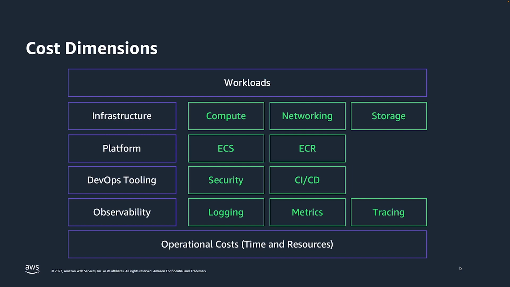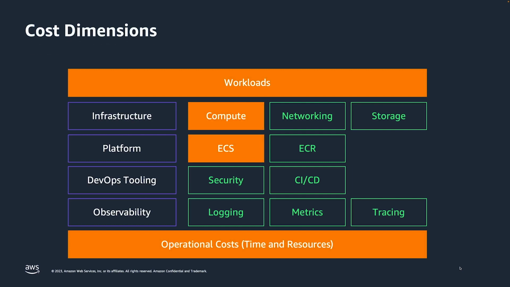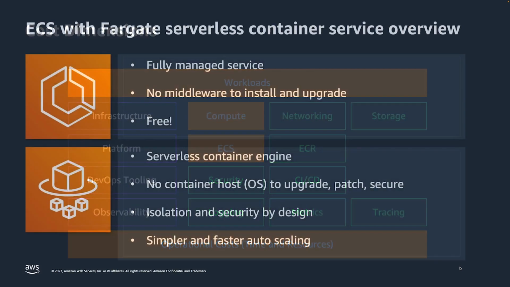which is closely related to the compute costs that can be optimized through choosing serverless compute with Fargate or Graviton. In this talk, we're going to look at the highlighted sections, which are workloads, compute, ECS, which is your orchestrator, and operational costs.